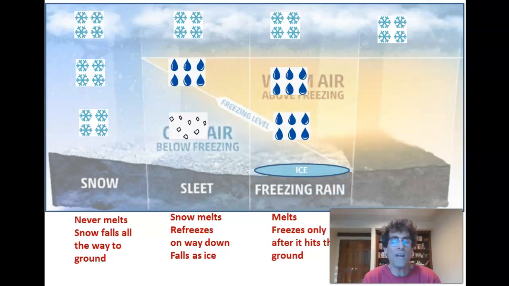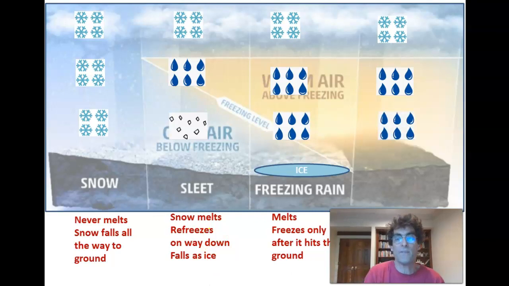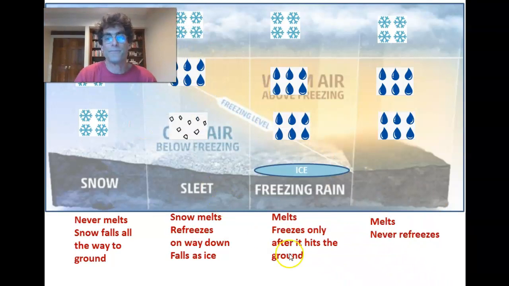So the whole time it's falling through warm-ish air, so it stays rain. But there's that little bit of a wedge of freezing air down here at the bottom. And so when it hits the ground, it freezes to whatever it sticks to. And over here, the snow melts, and it just stays melted. Whoops, I gotta move myself here. It melts, and then it never refreezes. So that's going to be rain.